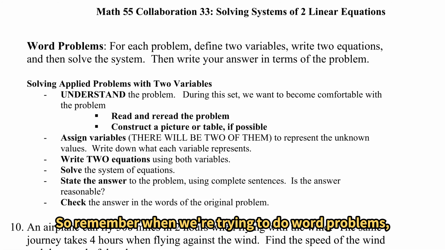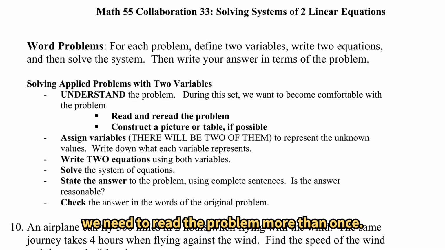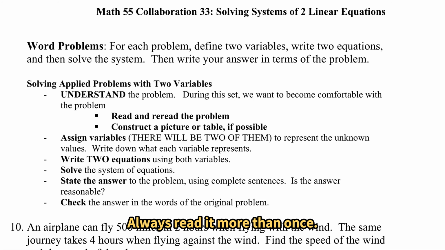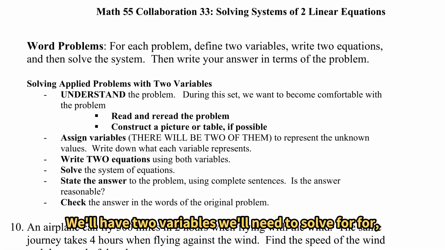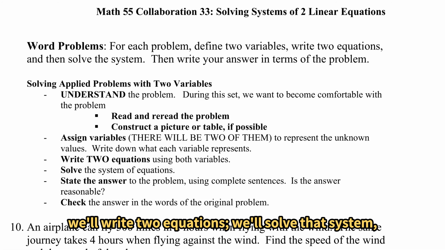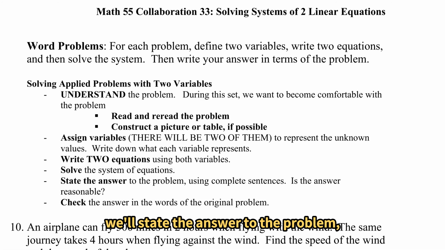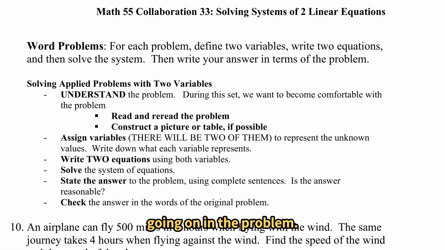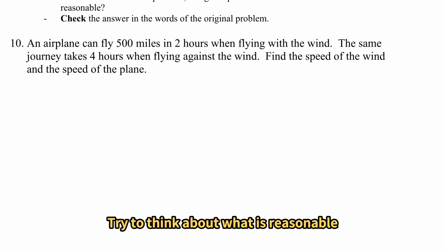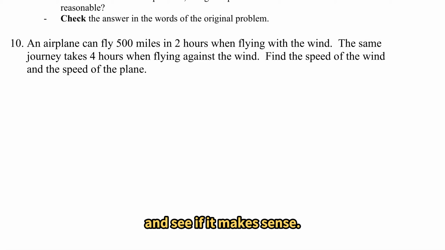So remember, when we're trying to do word problems, we need to read the problem more than once. Always read it more than once. Construct a picture or a table if it's possible. Read it again. Make sure that it makes sense. Try to determine if there's some equation or relationship that we already know that could be used to help us solve the problem. We'll have two variables we need to solve for. We'll write two equations. We'll solve that system. We'll state the answer to the problem, and then go back and check to make sure that the answers are reasonable to what's going on in the problem. Try to think about what is reasonable and see if it makes sense.